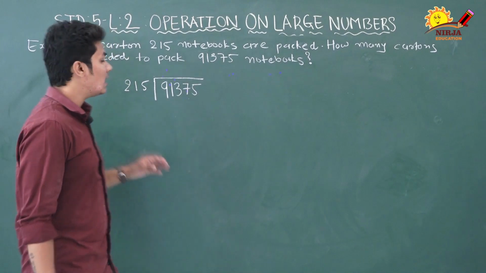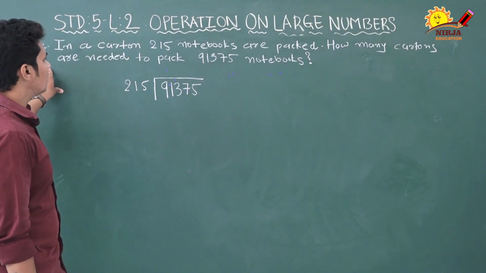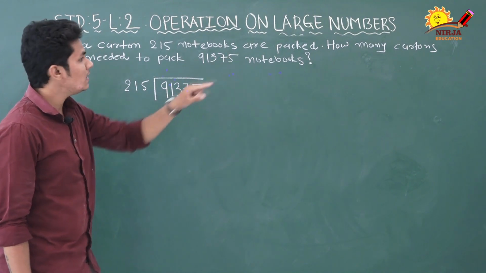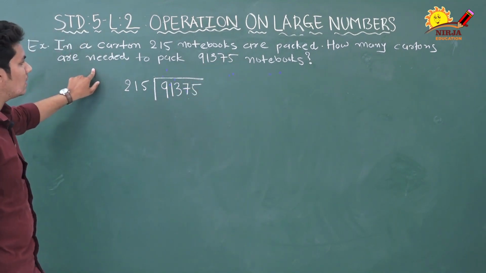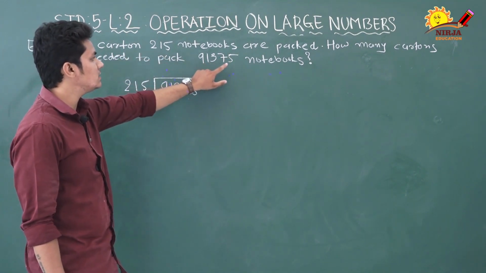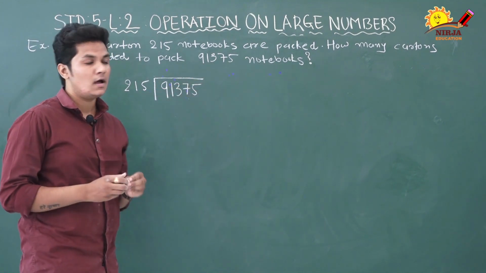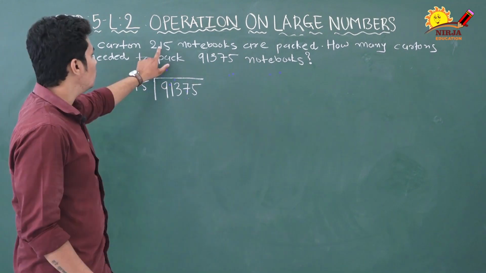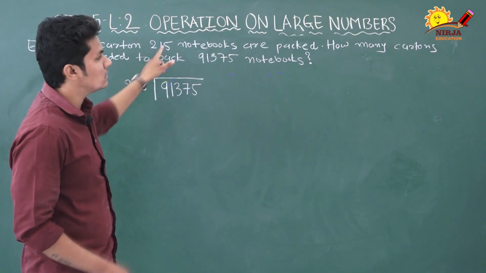So here we have one example. In a carton 215 notebooks are packed. How many cartons are needed to pack 91,375 notebooks? हमें दिया है कि एक कार्टन में यानी कि एक बॉक्स में 215 नोटबुक्स पैक कर सकते हैं.